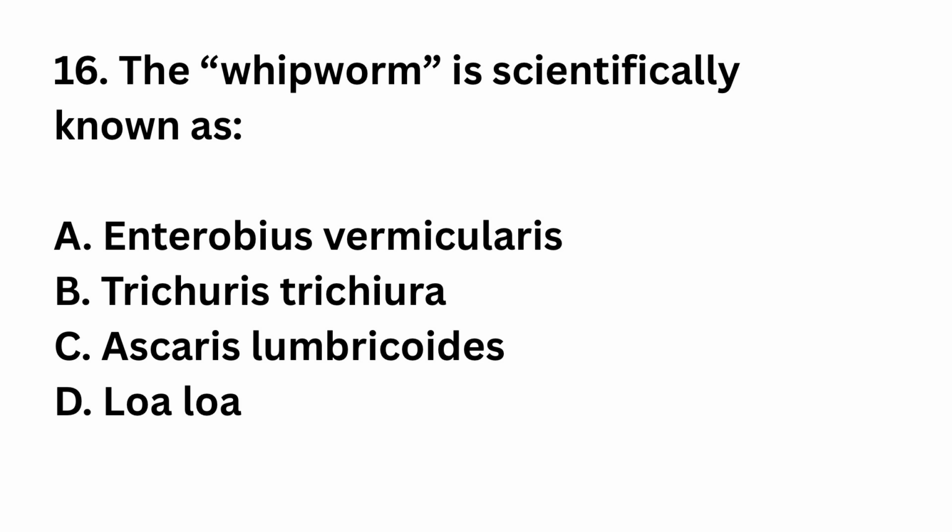Question number 16. The whipworm is scientifically known as Enterobius vermicularis, Trichuris trichiura, Ascaris lumbricoides, Loa loa. The right answer is option B, Trichuris trichiura. Trichuris has a thin whip-like anterior end. Heavy infection can cause rectal prolapse in children.